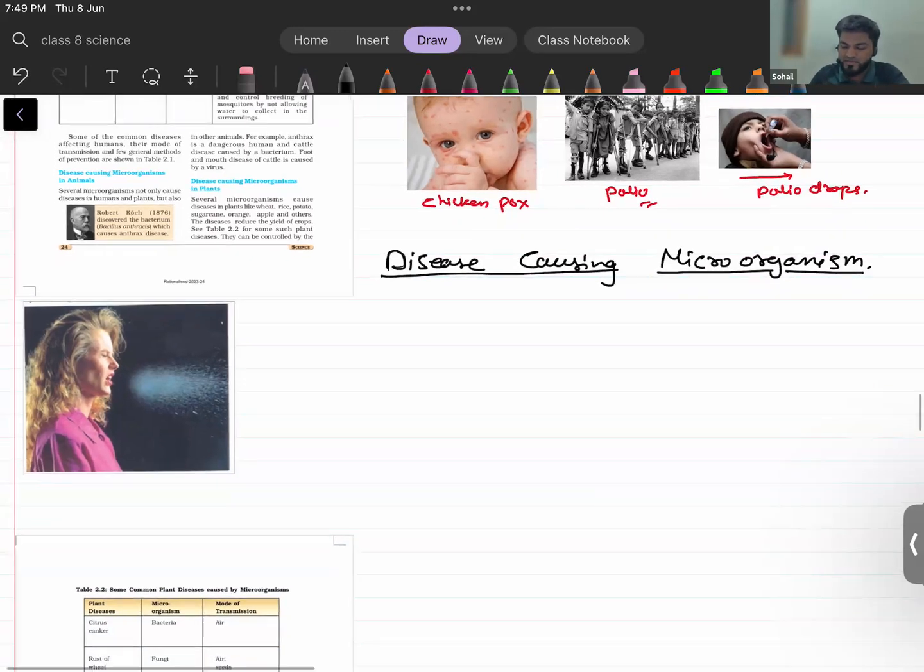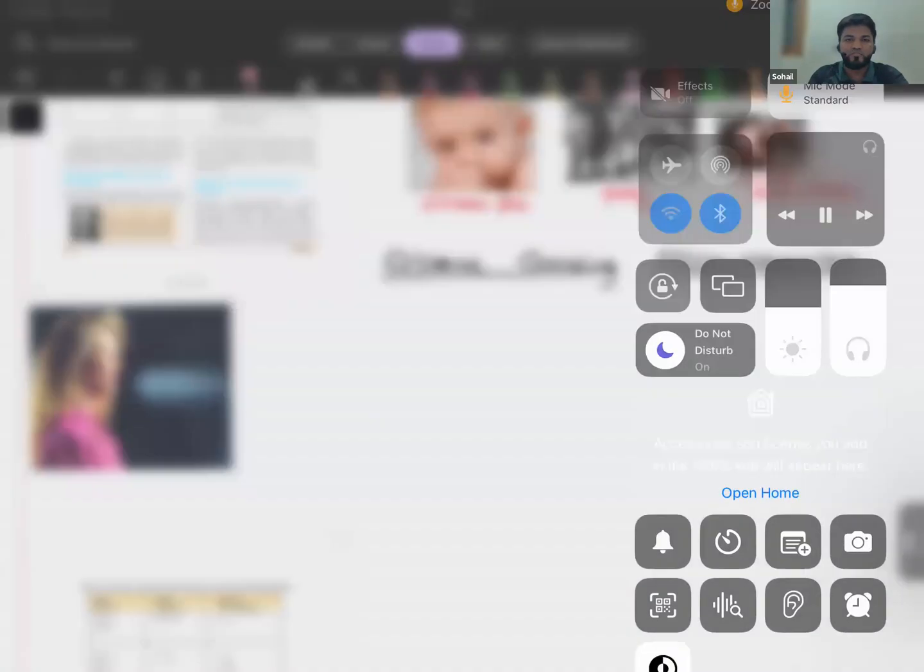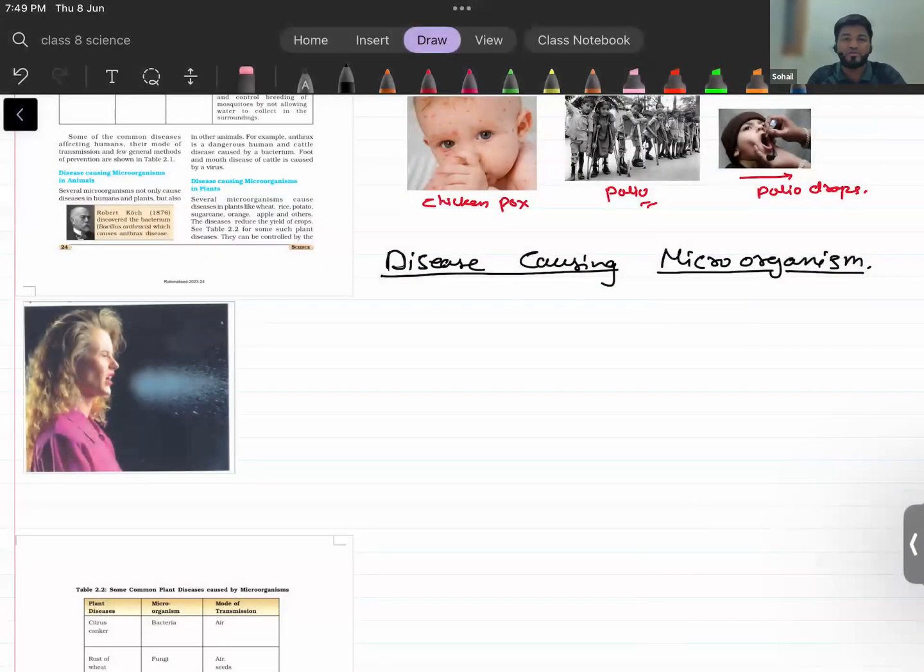Okay, so disease causing microorganisms. You see, disease causing microorganisms are also called pathogens. And these pathogens can enter our body through air, through water, or the contaminated food which we consume.